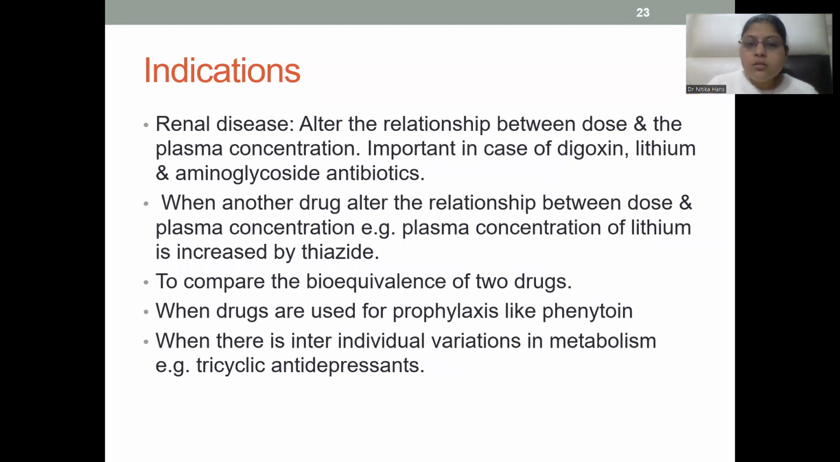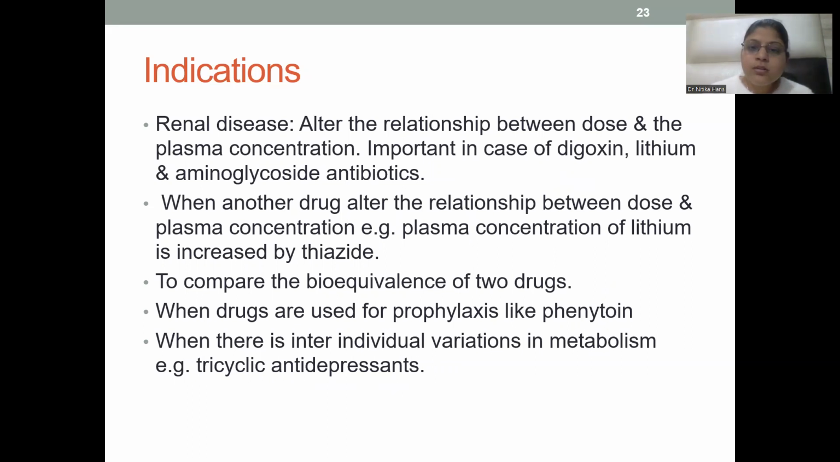Renal disease alters the relationship between dose and the plasma concentration. Important in case of digoxin, lithium, and aminoglycoside antibiotics. Means renal diseases will alter the relationship between dose and plasma concentration, because in renal disease there will be reduced GFR or reduced tubular secretion, so drug will be accumulated in the body. So we need to decrease the dose. So, important in case of digoxin, lithium, aminoglycoside antibiotics.